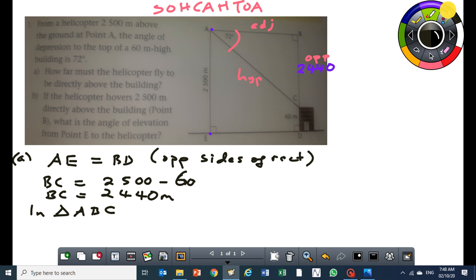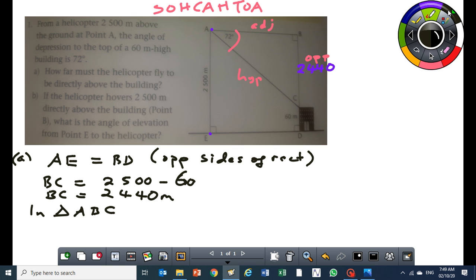So, I want to calculate the length of what? Of AB. AB is the distance that's going to be traveled by the helicopter for it to end up right above the building. So I have an opposite side and I have an adjacent side. Which ratio can I use? You have to use tan.